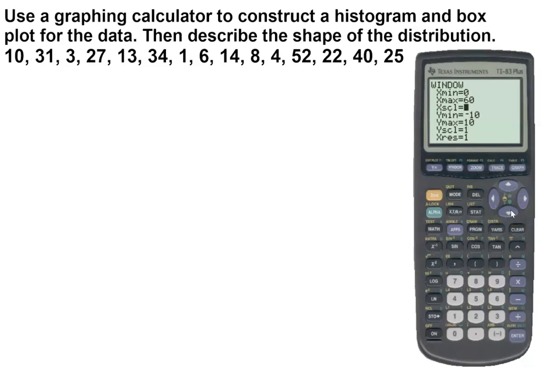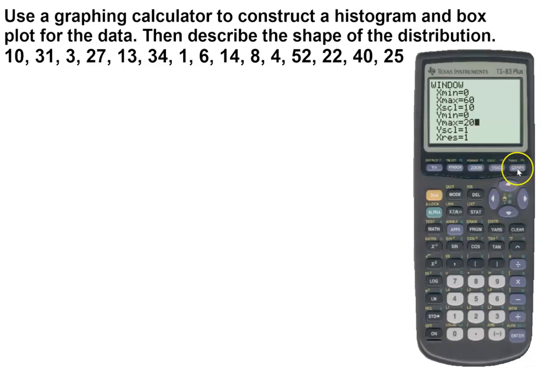My X scale, so if we're thinking about our histogram, how wide is our bin? I'm going to make these 10. So the interval is 10. And then my Y minimum, I'm going to make that 0. This is talking about how many numbers would appear in each bin. So a minimum of 0 and a maximum, I'm going to change this to give me a little more space. I'm going to put this at 20. And I don't need to worry about the scale. I'll just keep that at 1.